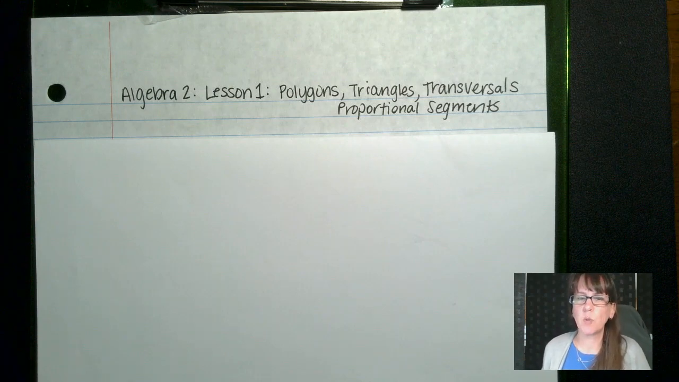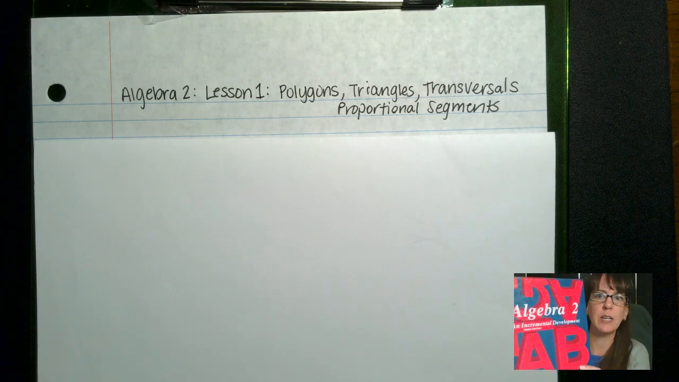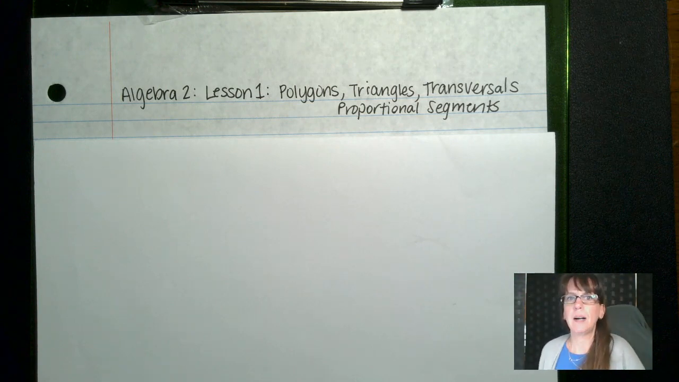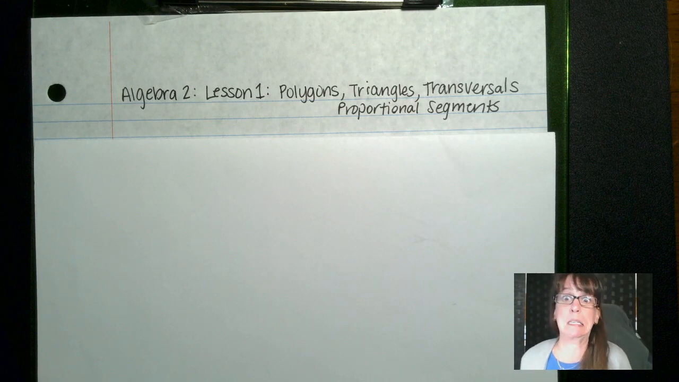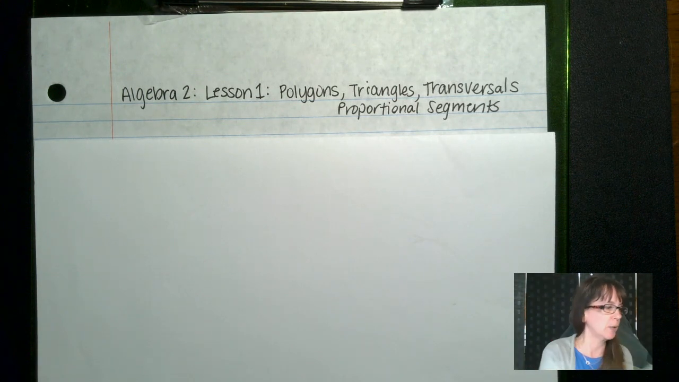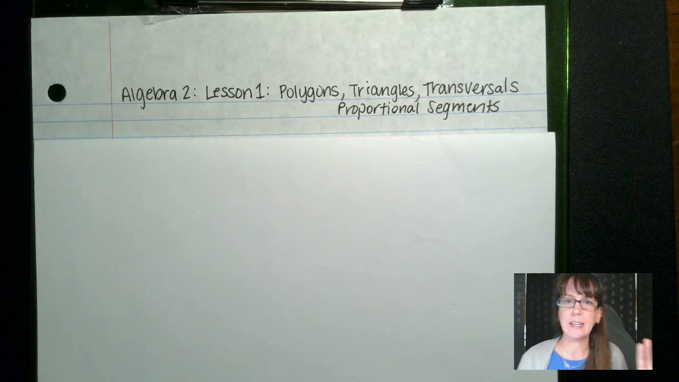Algebra 2, Lesson 1. We're talking Saxon, Red Book, 3rd edition. We are talking Lesson 1, Polygons, Triangles, Transversals, Proportional Segments. It's a doozy, let me just tell you. So we're going to just jump right in here. Grab your notebook. You're going to want to write a lot of things down on this one.